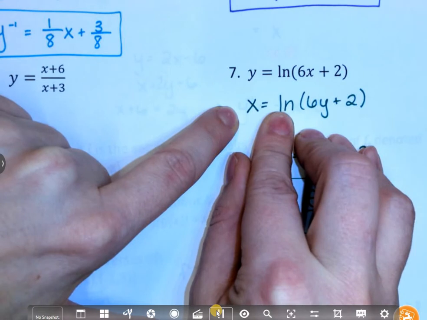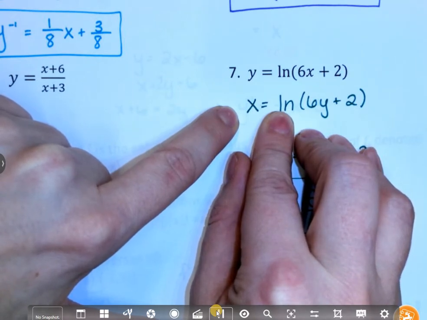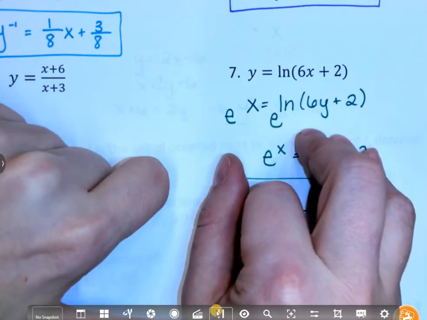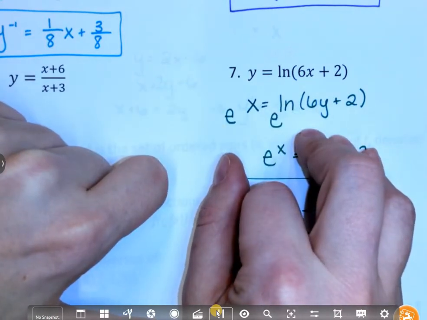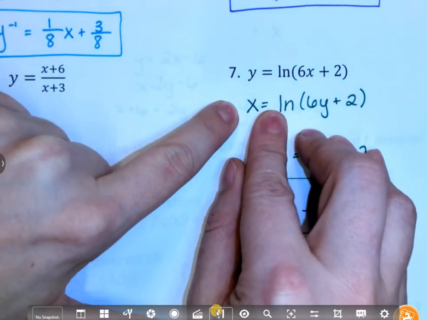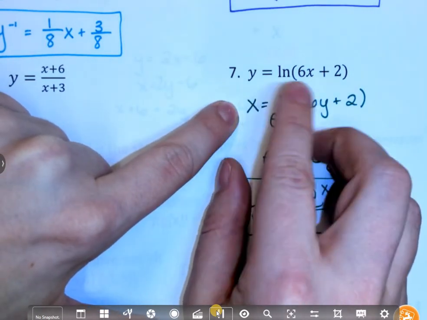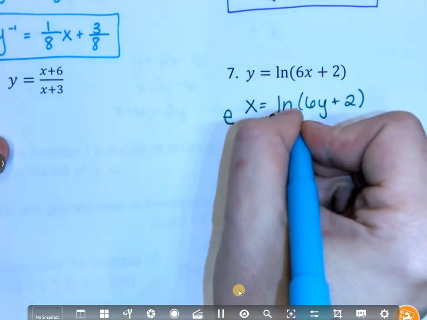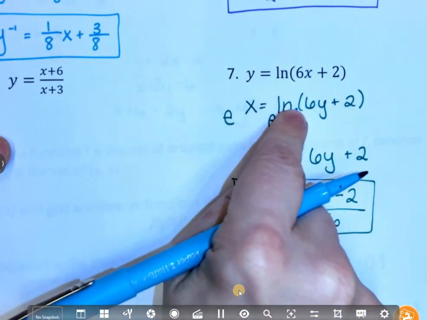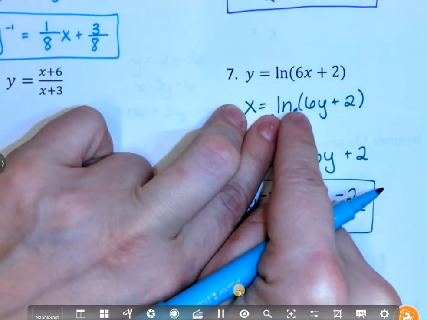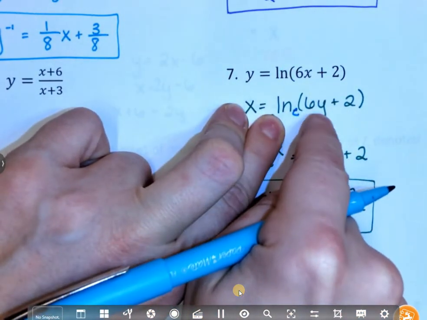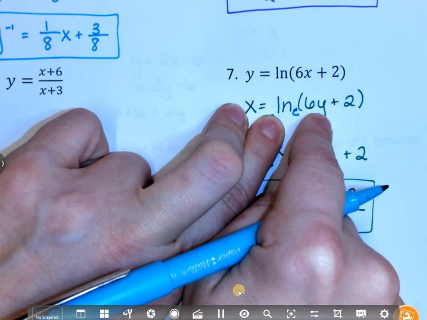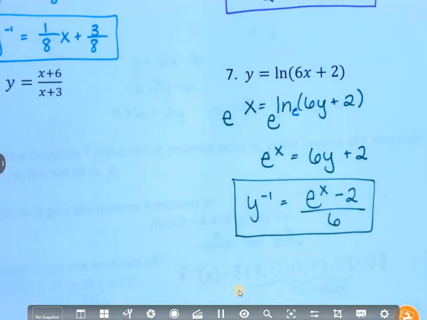And since I'm solving for something that's on the inside of a log, what's the opposite of that? E. So you could have either thought about this as saying, I'm going to take e to both of those, or you can think about it as rewriting it, because this is log base e. You can think about what we just did was say e to the x equals 6y plus 2. Crystal.